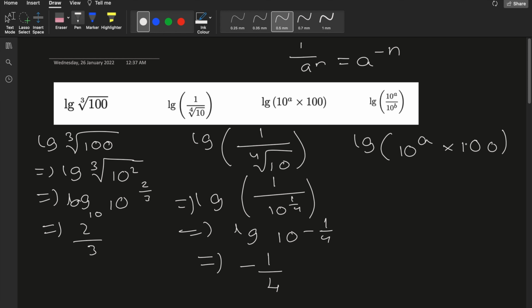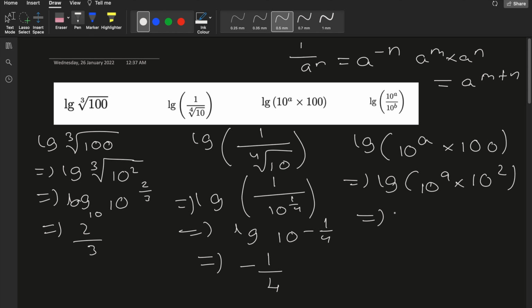Okay, so we can rewrite this as 10 to 10 squared. It's the same. And now we'll use the property of this to rewrite this. This implies that lg 10 to the power of, this would be a plus 2. So the answer would be a plus 2. So this is our final answer.